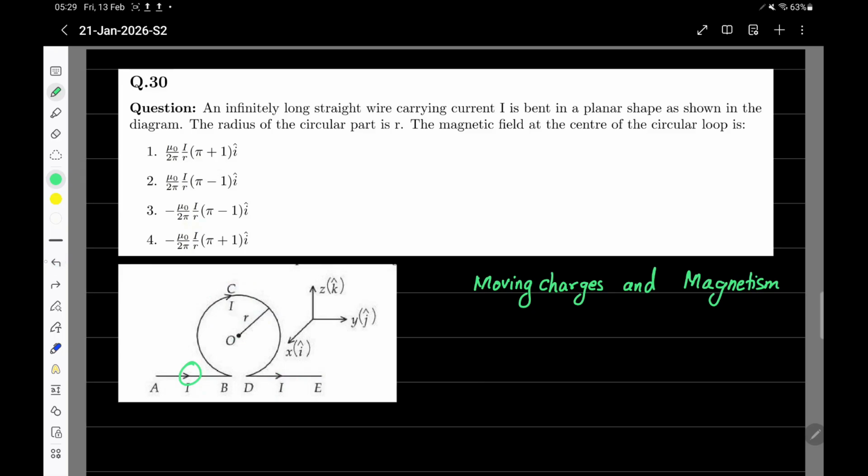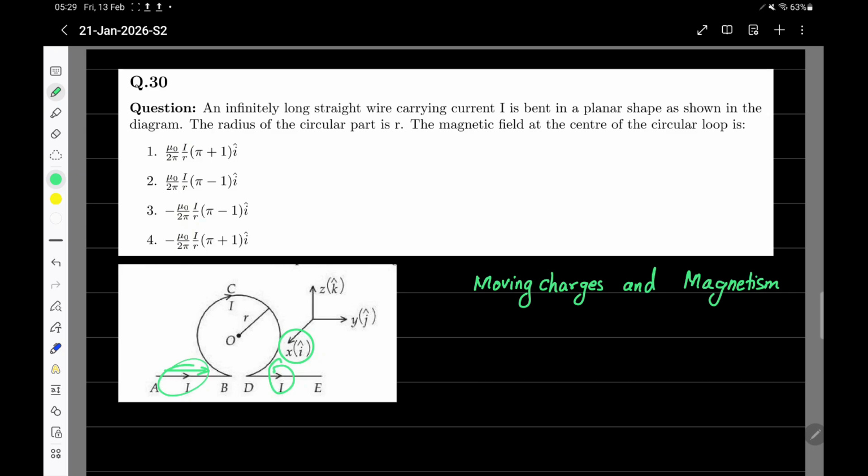To solve this question, you first need to determine the direction of magnetic field. We will use the right hand thumb rule. We'll stretch our thumb in the direction of the current and check in which direction the fingers curl. Due to this current, my fingers curl outside the board. Outside the board is indicated in the diagram by the direction of I cap. Similarly, for this current also, the magnetic field is pointing outside the board.